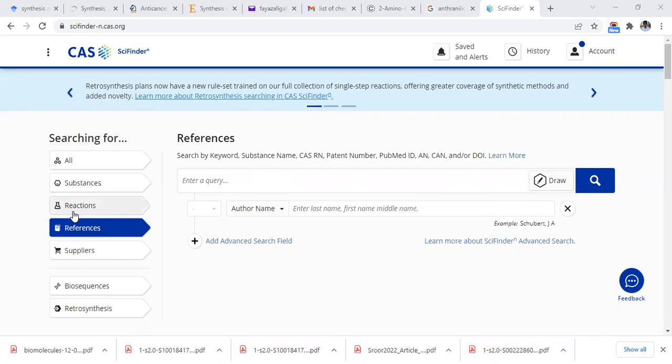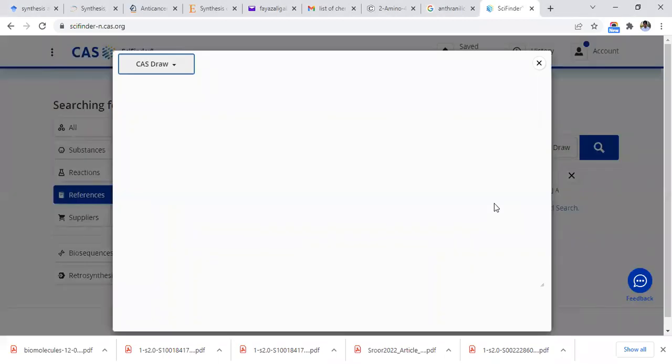As you get signed into SciFinder, these options will be shown to you. So here we have Draw, whatever you have to draw, the reaction you have to find.